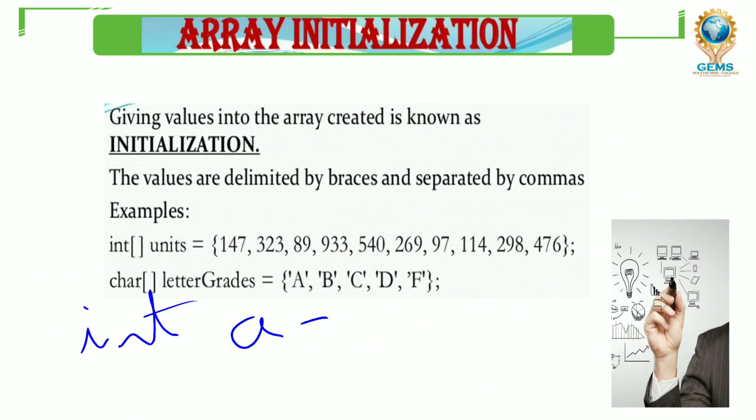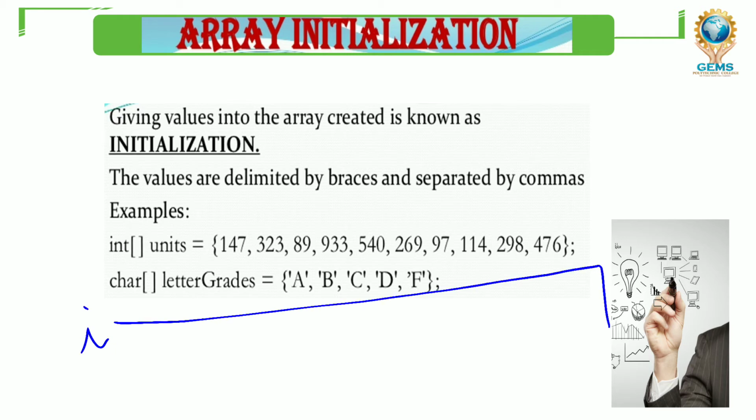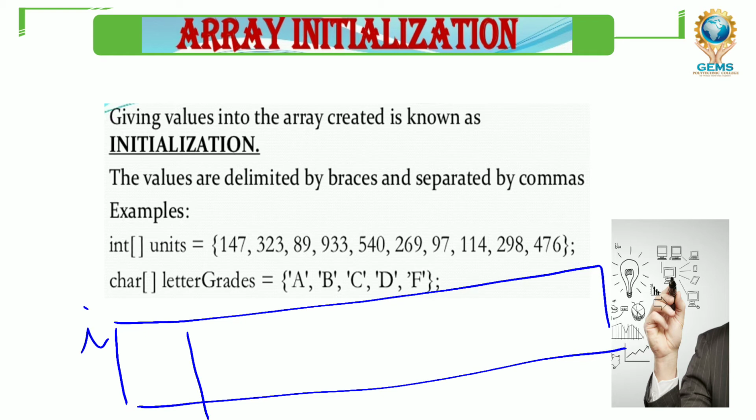When the array initialization is over, then what will happen? The elements will be stored inside memory locations. Just imagine here, the name of the array is letter grades. Shortly, I am writing the short names here. So the name of the array is letter grades. How many locations are there?